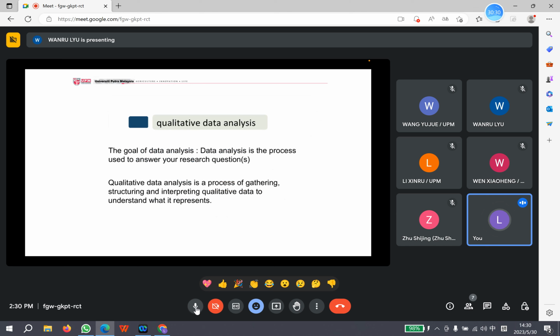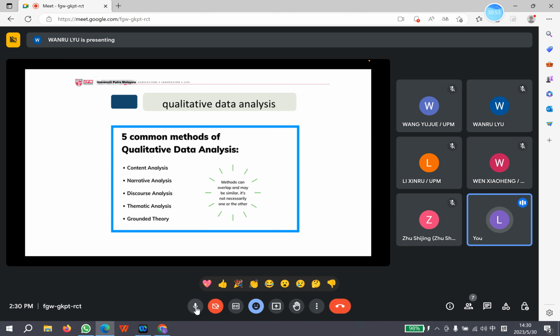Next part is qualitative data analysis. So why do we do data analysis? Because we need to answer the research questions. And qualitative data analysis is the process of gathering, structuring, and interpreting qualitative data to understand what it presents.